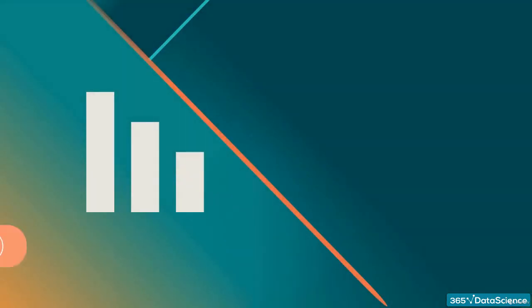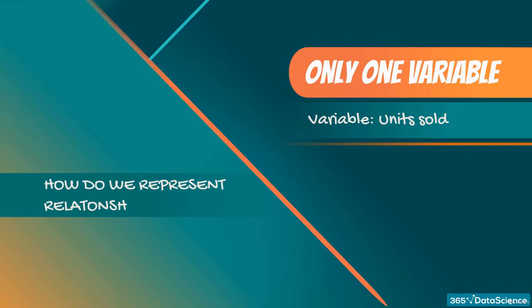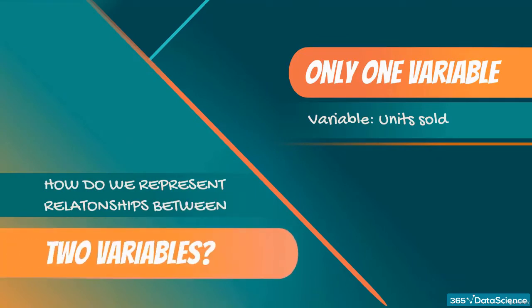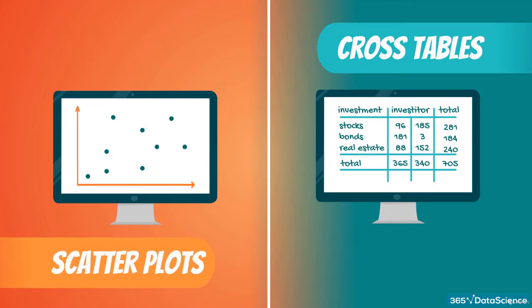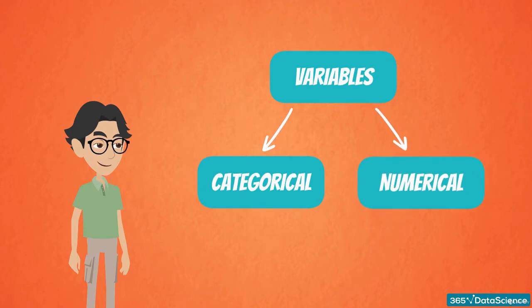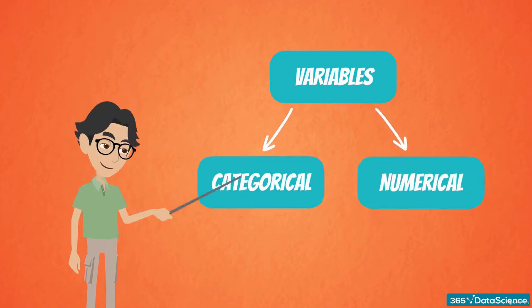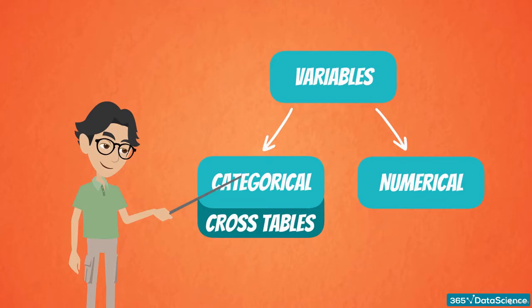So far, we have covered graphs that represent only one variable. But how do we represent relationships between two variables? In this video, we'll explore cross-tables and scatter plots. Once again, we have a division between categorical and numerical variables. Let's start with categorical variables. The most common way to represent them is using cross-tables, or as some statisticians call them, contingency tables.